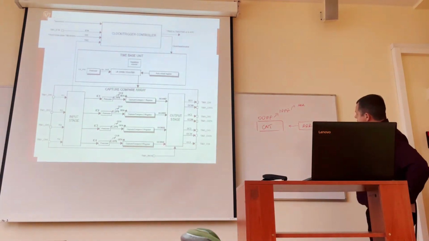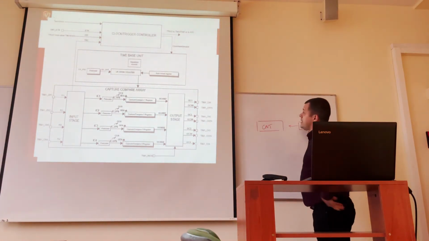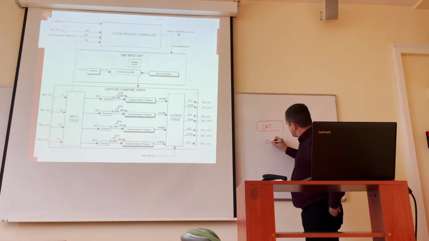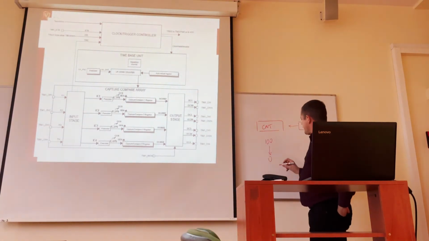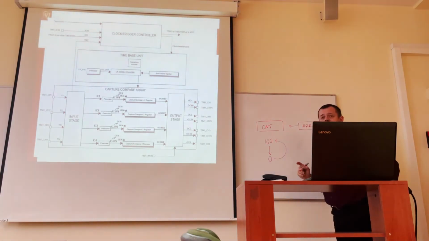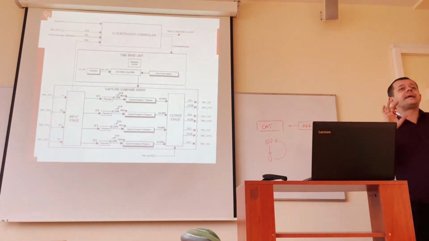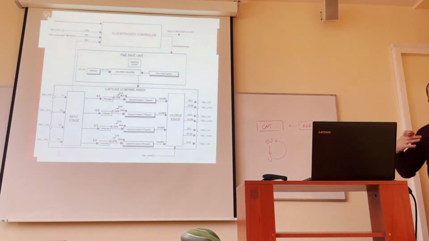Also, we can count down. If we choose timer 1, we can count, for example, from 100 to 0, and then back to 100, if we put this 100 into the auto reload register. So this is the very basic functionality of the timer. That's how we shorten the timer or make it convenient for us to use.